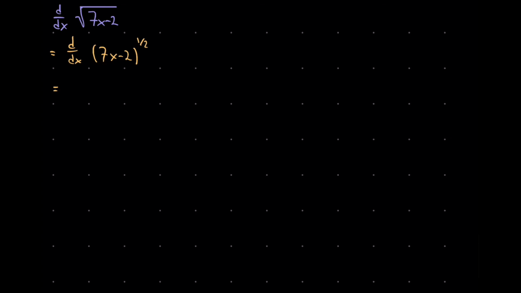And now using the chain rule and power rule, we have 1/2 times (7x - 2), and the exponent gets reduced by 1, so negative 1/2, that's 1/2 minus 1. And times the derivative of the inside, 7x minus 2, and the derivative of that is just 7. And so by rearranging, we get 7 over 2 times (7x - 2) to the power of negative 1/2.